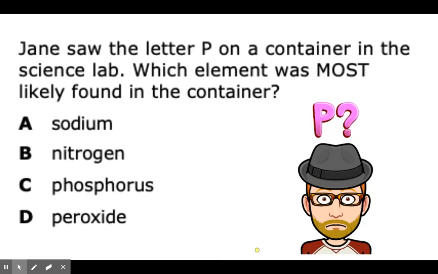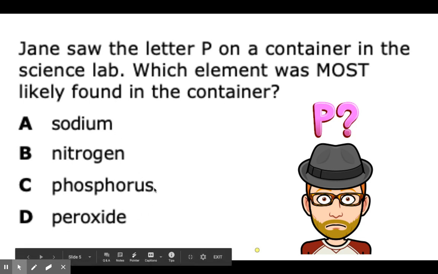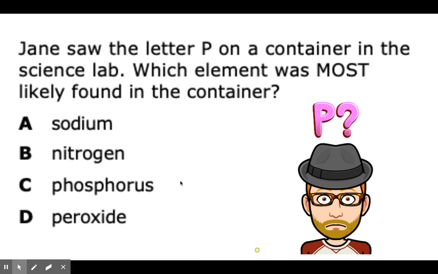Jane saw the letter P on a container in the science lab. Which element was most likely found in the container? Well, it's a science lab, so maybe they're using the symbols on the periodic table. So P on the periodic table, which you, of course, would take the time to get out your periodic table and look at. We're not going to be lazy test takers. You would find that P does not stand for peroxide, nitrogen, or sodium. It stands for phosphorus.